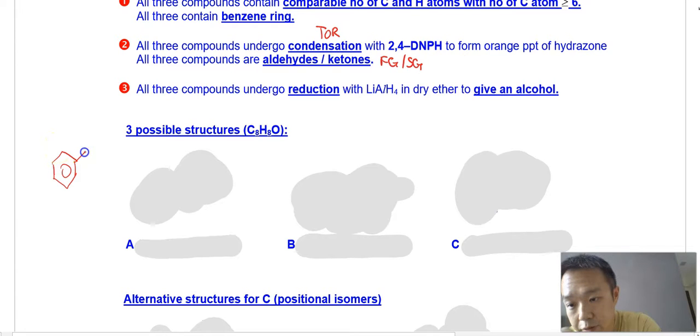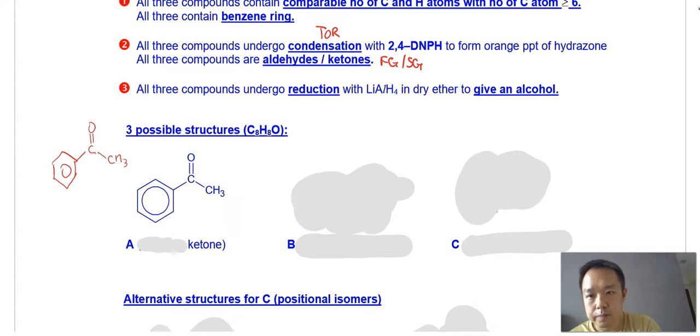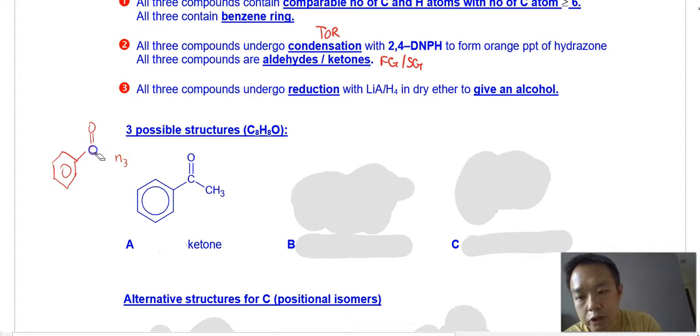I can consider the first scenario where I have a C double bond O, and then 1 more carbon. I can put a CH3. And what do I get? I get what we call a ketone. So a ketone in this case. That's going to give a positive 2,4-DNPH test.